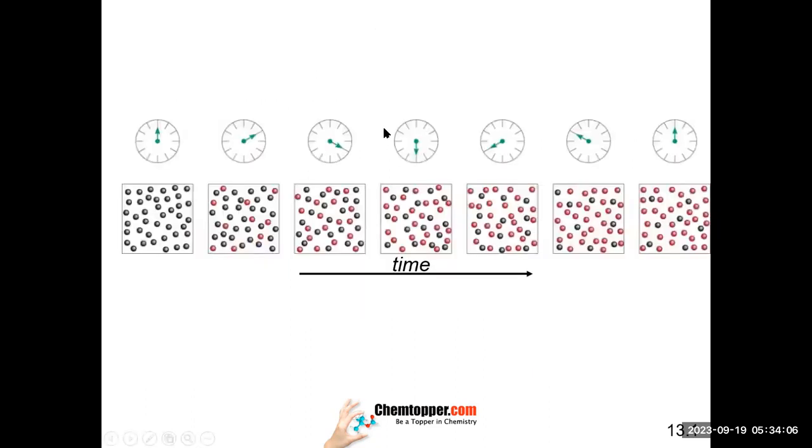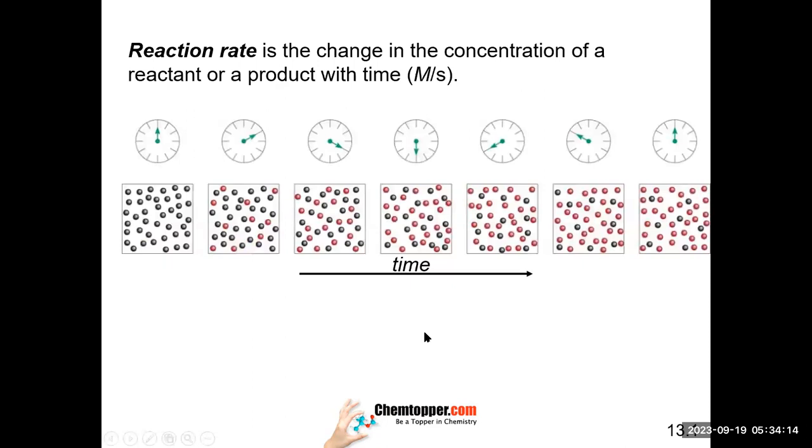So now let's define the rate of a reaction. So the proper kinetics starts from here. Rate of the reaction. The reaction rate by definition is the change in concentration of the reactant per unit time. But as the concentration of the reactant is changing, what happens to the concentration of the product?